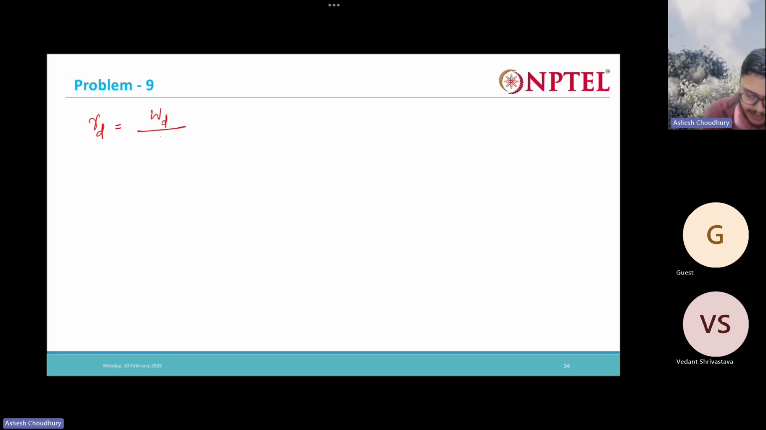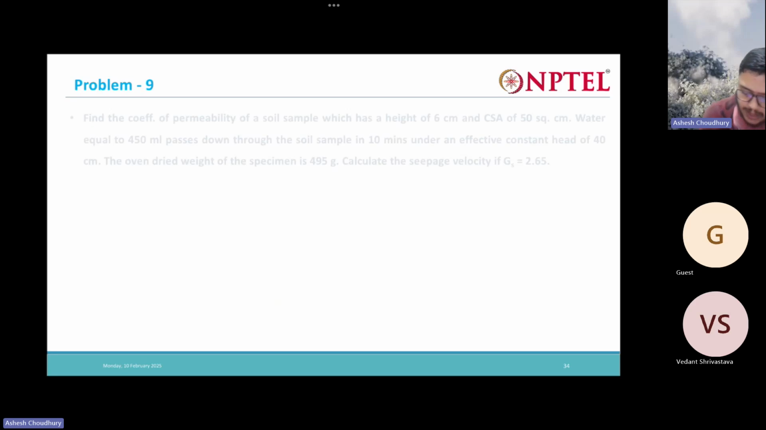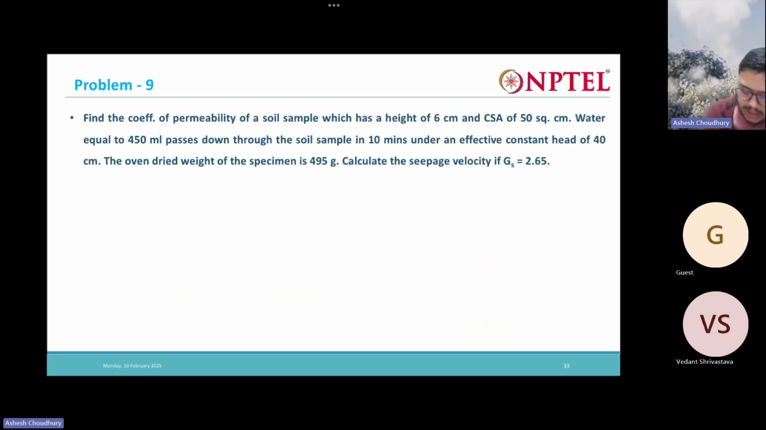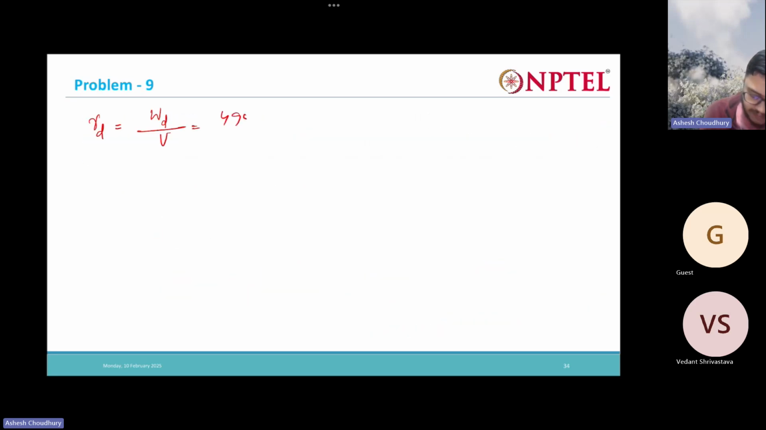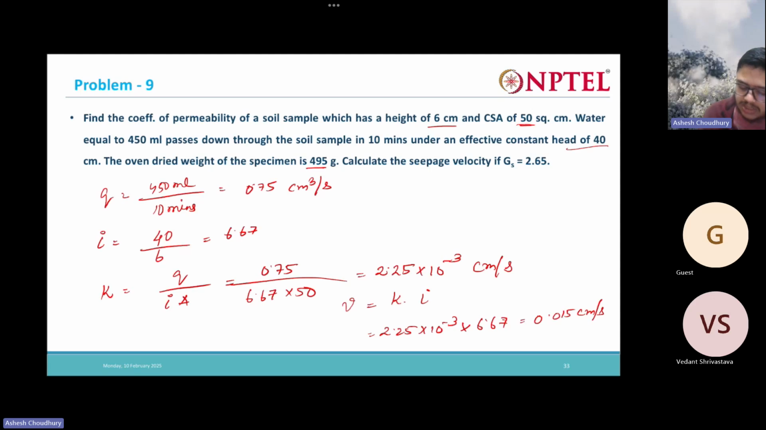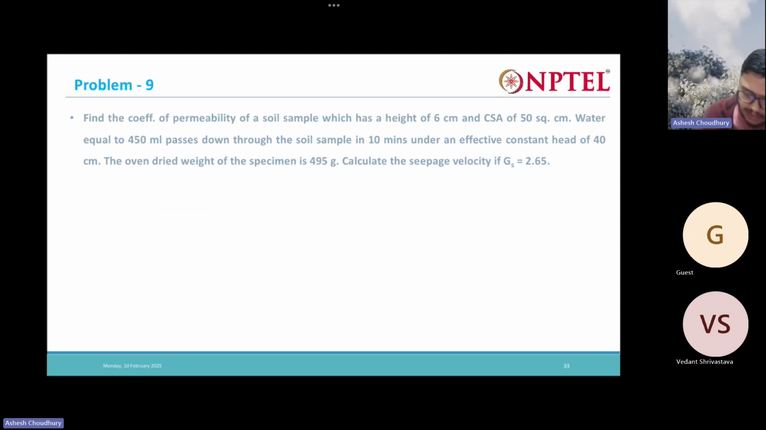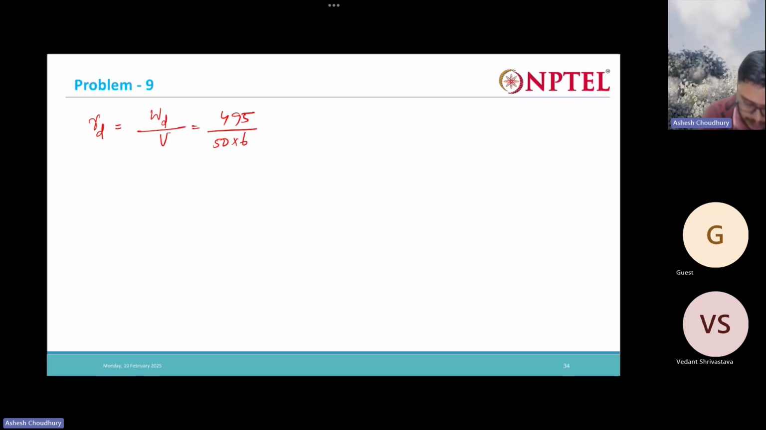Right, now gamma d, what is the dry density that is given? Dry weight divided by the total volume. The dry weight of the soil sample is given as 495. So 495 divided by the volume. Volume is what? 50 is the cross sectional area given in the question, and 6 is the height of the sample. So 50 times 6 will give us the volume. So it's 1.65 gram per cc.